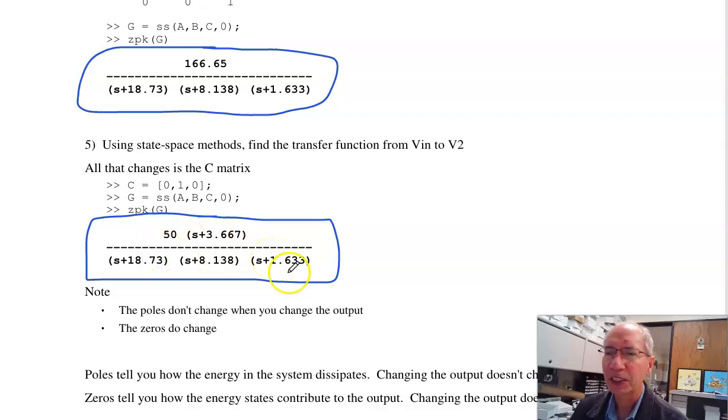Poles tell you, worst case, the energy dissipates in 4 over this pole. If the total energy dissipates in that much time, whatever I'm measuring has got to reach steady state in that much time.